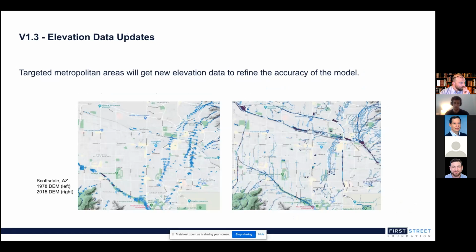We're acquiring new elevation data in places where we've identified the elevation data being a little bit old, and rerunning some model updates there. So this is an image of Scottsdale, Arizona, comparing old USGS elevation data, which was actually from the 1970s, to a LiDAR DEM generated in 2015. You can see there's a much better definition and accounting for obviously all the development that's happened in those almost 40 years. So these are the sort of updates that we'll be making all the time.